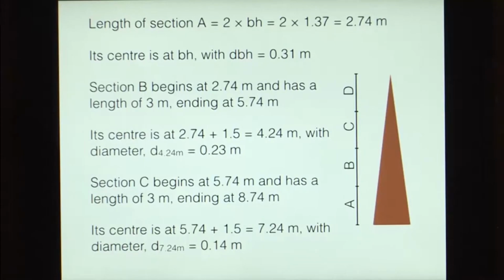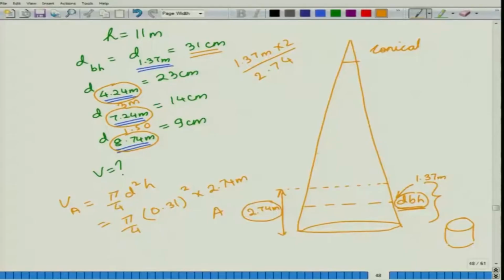Now, in the case of section B, it would have a length of 3 meters. So, this is section B. Let us use another color for it. Section B has a total length of 3 meters. So, what is the height at this point? Here the height is equal to 2.74 plus 3 is equal to 5.74 meters.